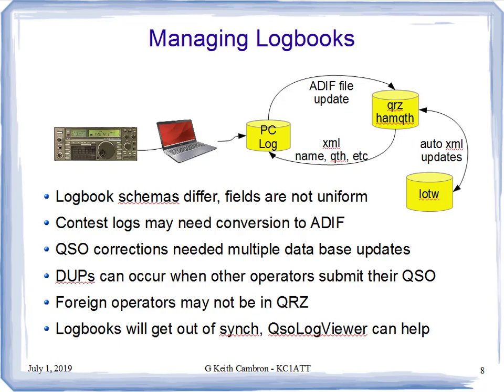So how do we go about managing all of those different logbooks? The logbooks, as mentioned earlier, have different schemas. That is, they have different fields, and there's not one definition of which fields are in all these logbooks. Two common formats for files, a Cabrillo and ADIF, are used. ADIF has some standard definition around fields, so that's a common format we can use to compare information among the different logbooks.